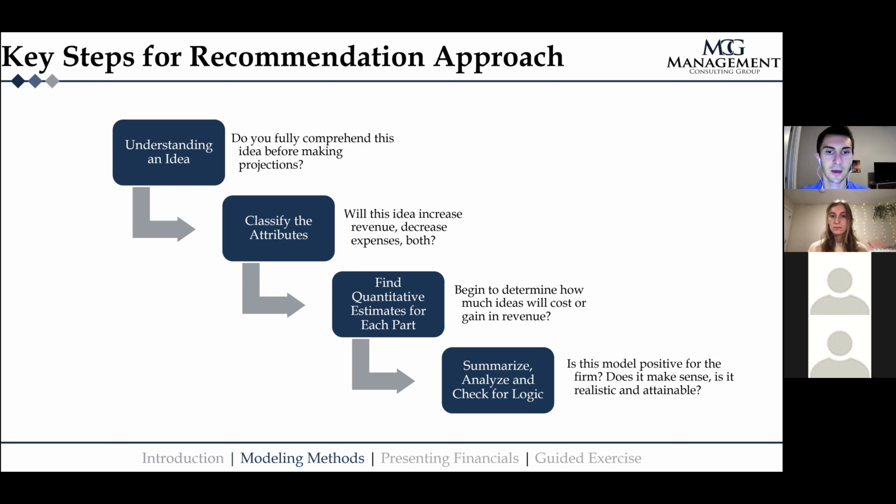The next step is to find quantitative estimates for each part. Begin to determine how much ideas will cost or gain in revenue. Basically, like what I went through before with the warehouse and hiring new workers, how much is that going to cost? How much is the warehouse going to cost? How much is it going to take to improve the land? If you need new improvements for the land to make the warehouse usable, how much is that going to cost? Think about all that stuff.